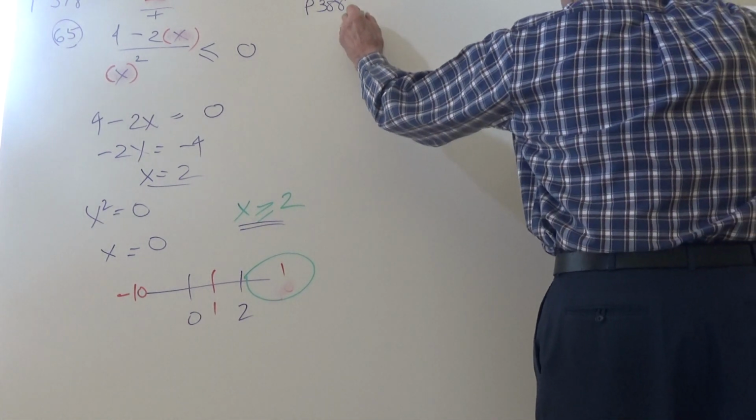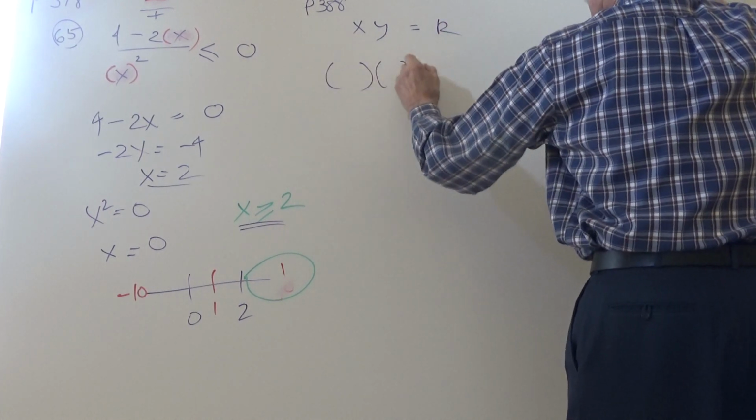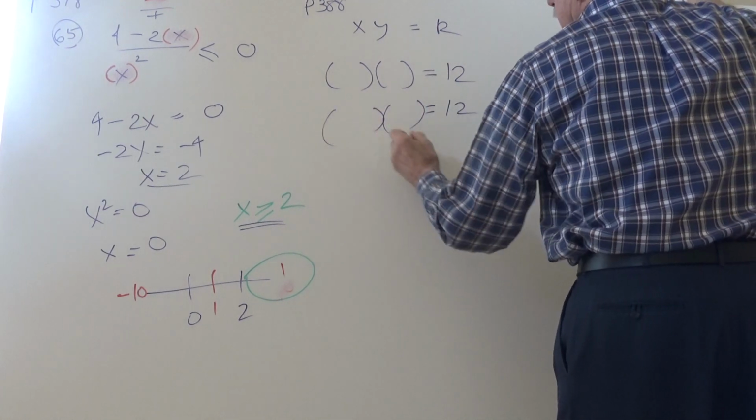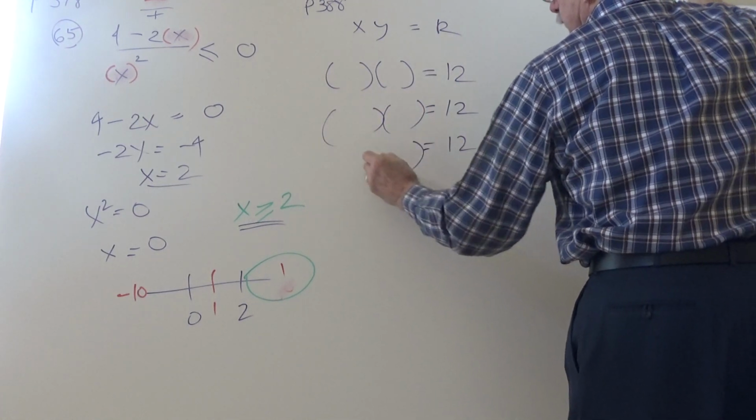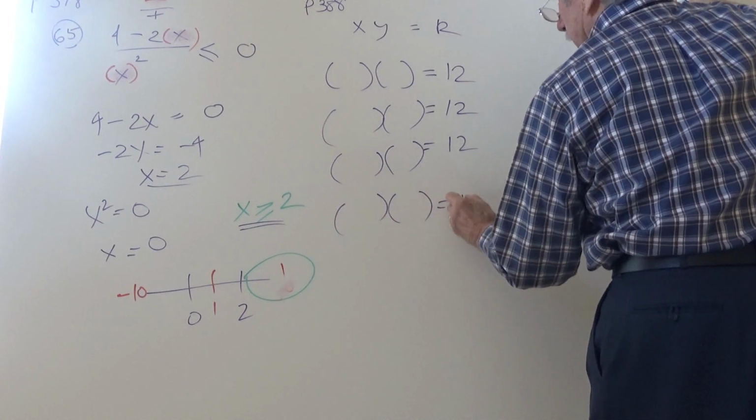Taking a look at something like this, xy equals k, we'll try some numbers in there. I'm using k as 12. K is our constant, and 12 is nice to use. It has many factors, and it's a small number, so nice to play with. Let's see what happens on that, okay?